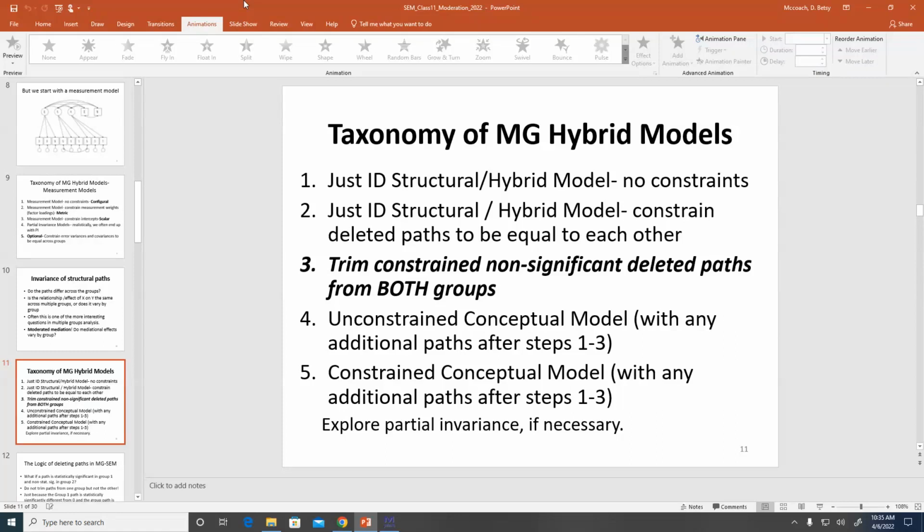See if I can do that. If I can't constrain the paths to be equal to each other, what do you think? What should I do next? Let's say I can't constrain the paths to be equal for academic self-concept and homework for boys and girls. Well, constrain 1 to what? Constrain 1 to 0? Oh, yeah, exactly. For sure.